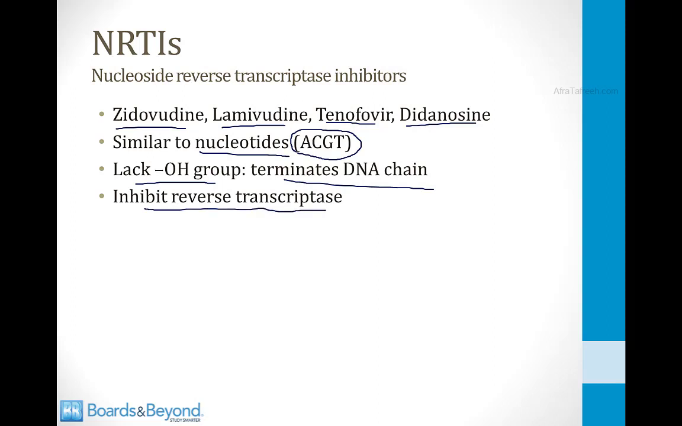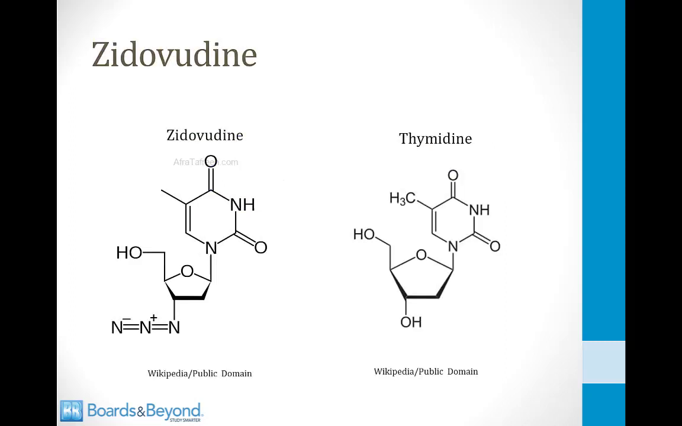So these drugs are referred to as inhibitors of the reverse transcriptase enzyme, and that's true, but they have this very unique mechanism of terminating the growing DNA chain that you need to understand. So as an example, let's look more closely at the drug zidovudine. Zidovudine was one of the first HIV drugs on the market. It was called AZT. And this is the chemical structure of zidovudine on the left, and this is the chemical structure of thymidine on the right.